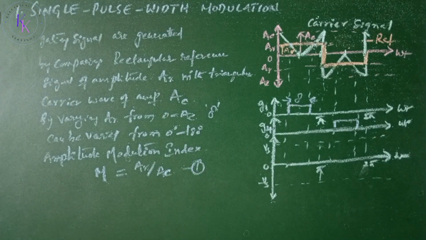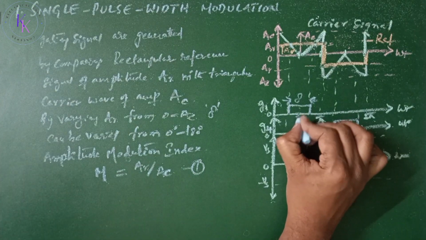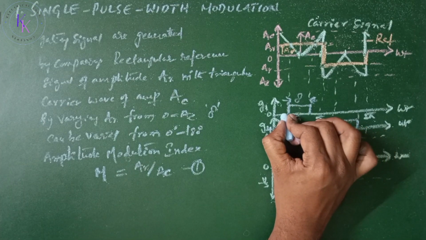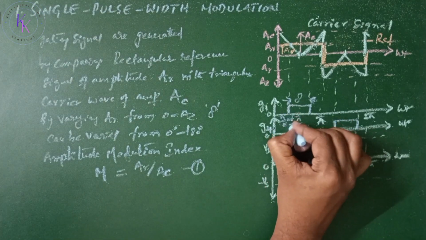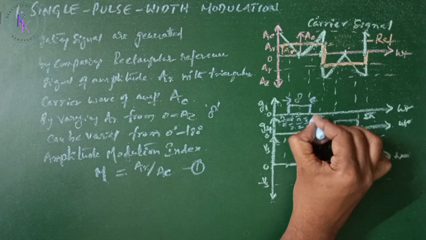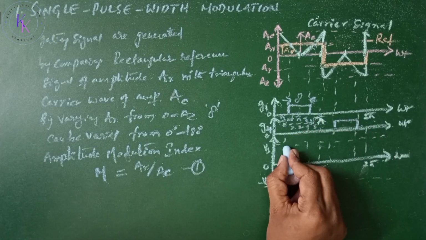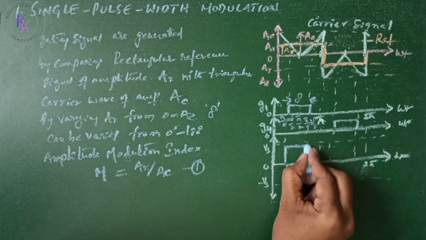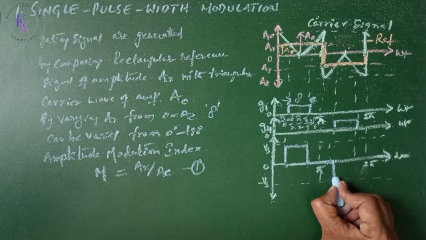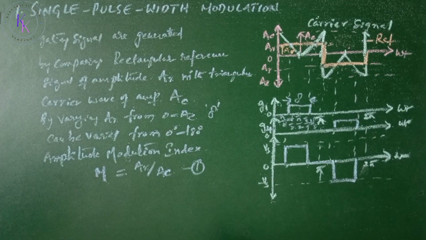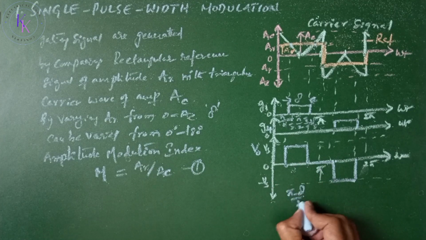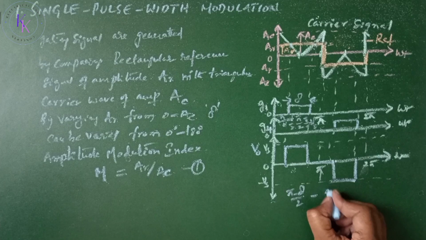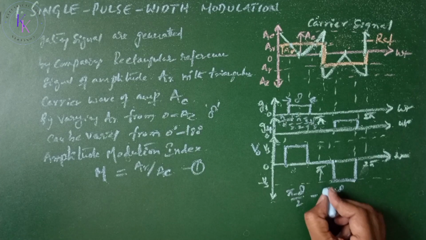Let it be equation number 1. If this is pi by 2, then this value is pi by 2 minus delta by 2, and this is pi by 2 plus delta by 2. Then the output will be in between the conduction modes. This is our output V0. The output is in between pi minus delta by 2 and pi plus delta by 2.